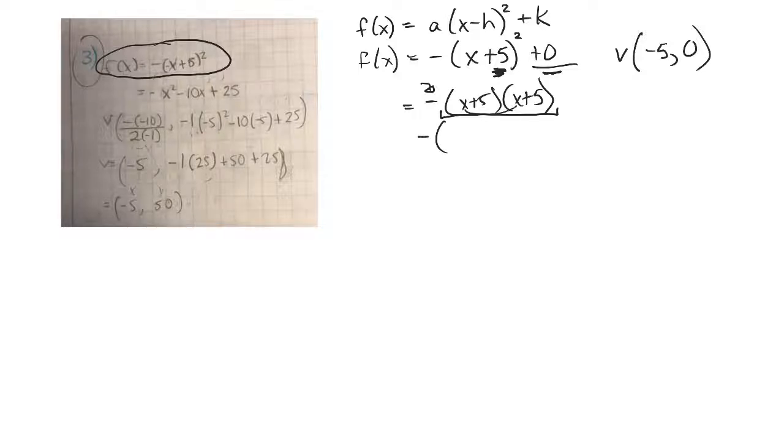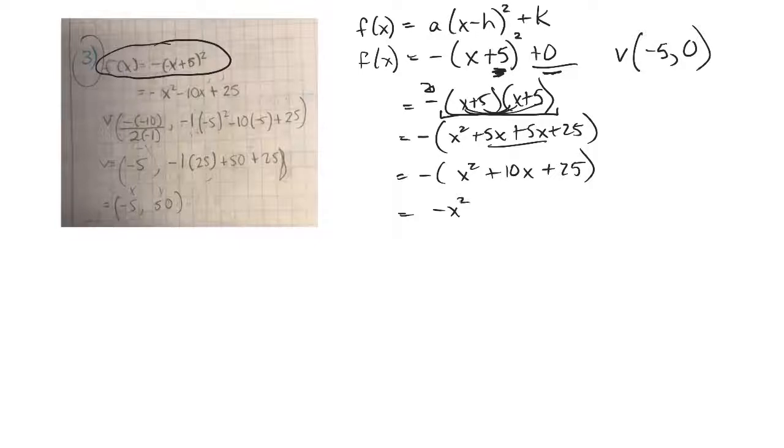Now we'll multiply this. So x squared plus 5x plus another 5x plus 25. And then I can simplify, collect these two inside there. And then I can apply the negative. So it'll be negative x squared minus 10x minus 25. And I think that's where you went off the rails there.